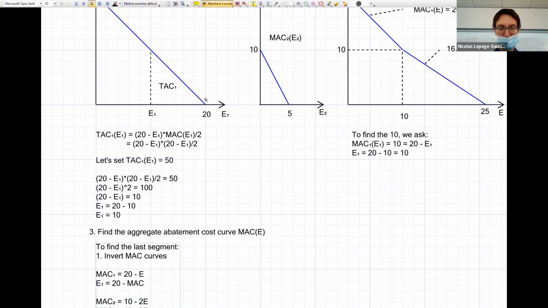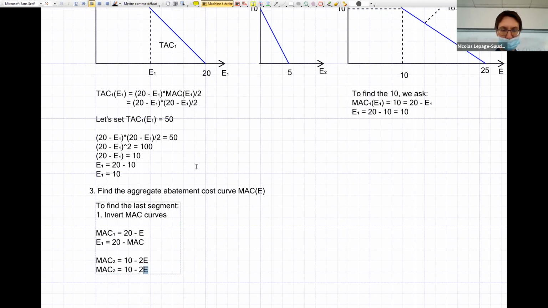So let's flip this. So 10 divided by 2, and then here this is 0.5. Right? And now that I have quantities and quantities, so this is quantity of emission, not price, then I can just aggregate the quantities.